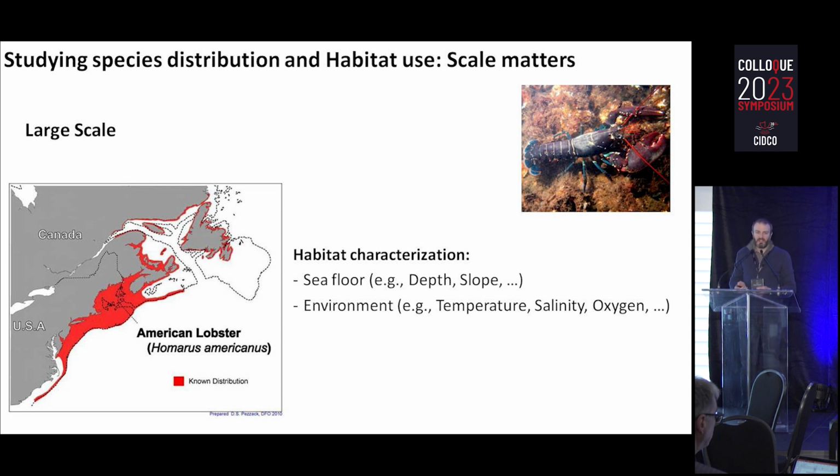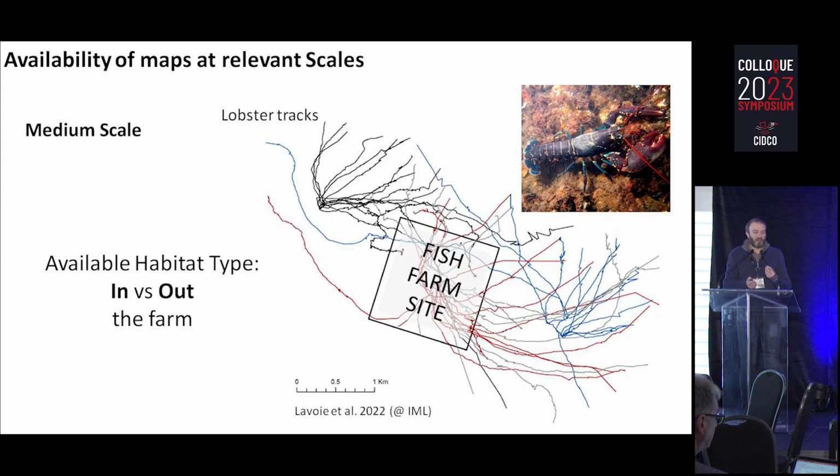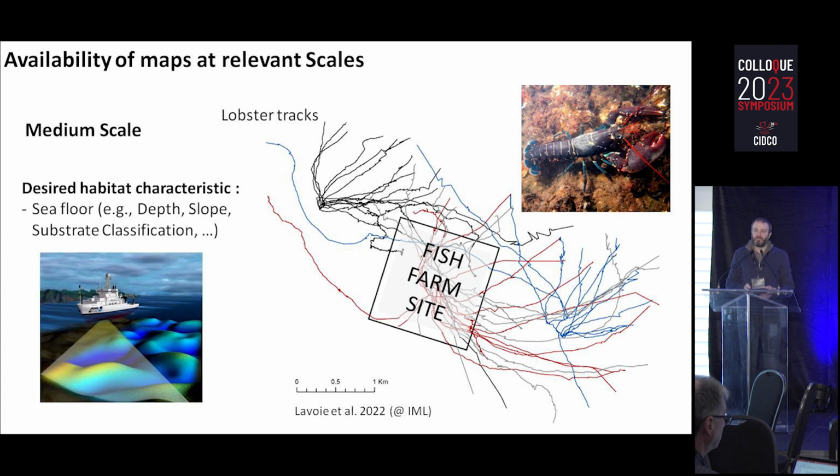For example, in this study that has been done in my group recently, they were trying to understand how lobsters were moving in relationship to a site that had a fish farm. Here, all the lines you can see are the tracks of movement of different lobsters. And here, the habitat type was basically just inside or outside the fish farm. It would have been nicer to have something like a multi-beam survey that could have given us the depth or the slope. And what we'd really like to have is the substrate classification.